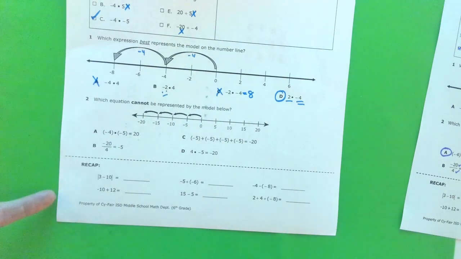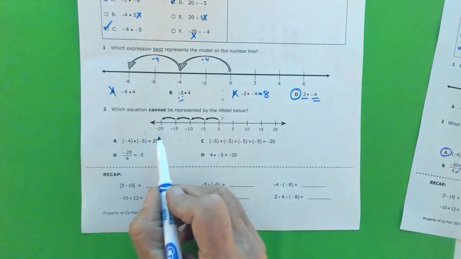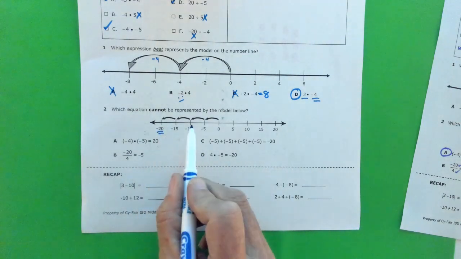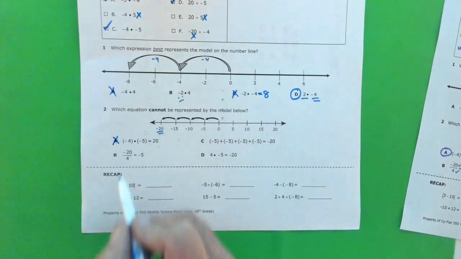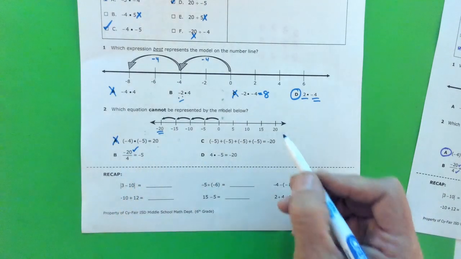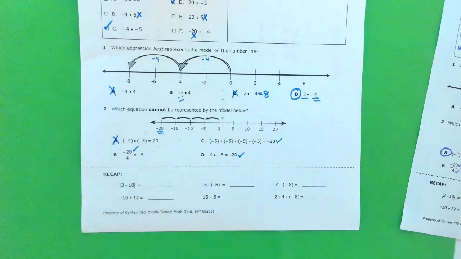Oops, sorry, didn't know I was crooked. All right, which equation cannot be represented by the model below? All right, so I know my answer's got to be negative 20. That's where the arrow stopped. This is a positive 20, so it can't be A. B has a negative 20, C has a negative 20, and D has a negative 20.